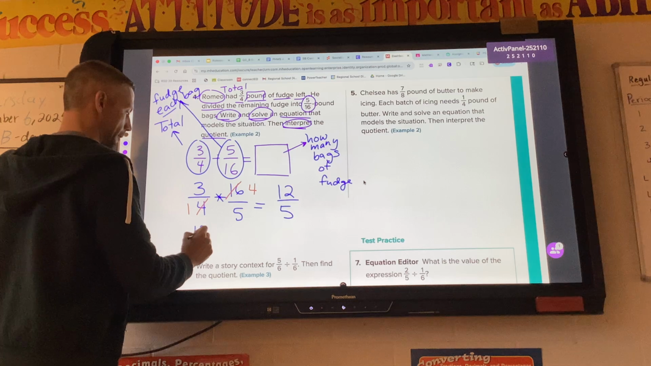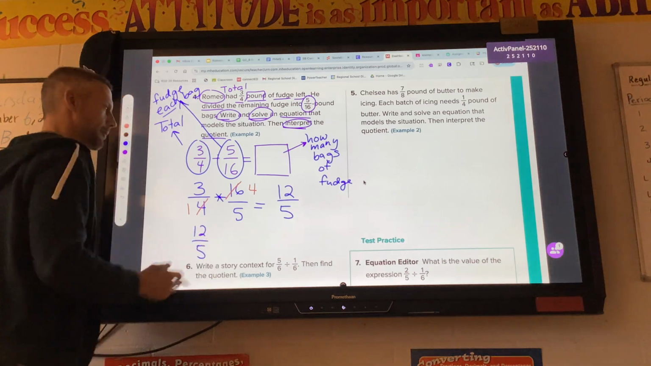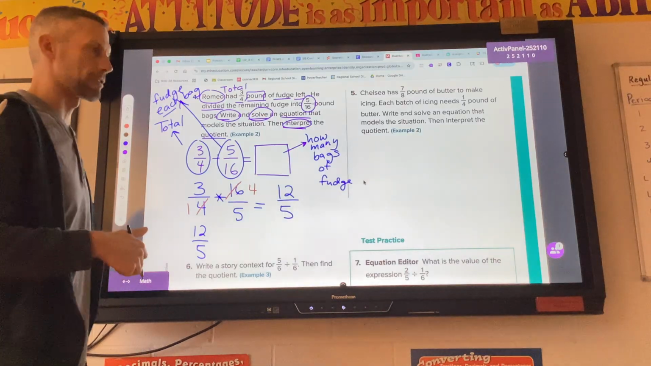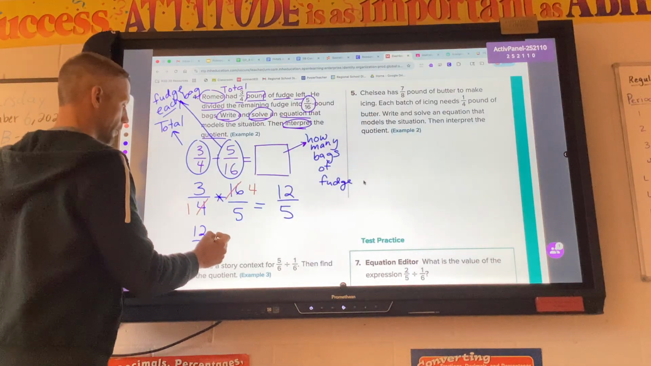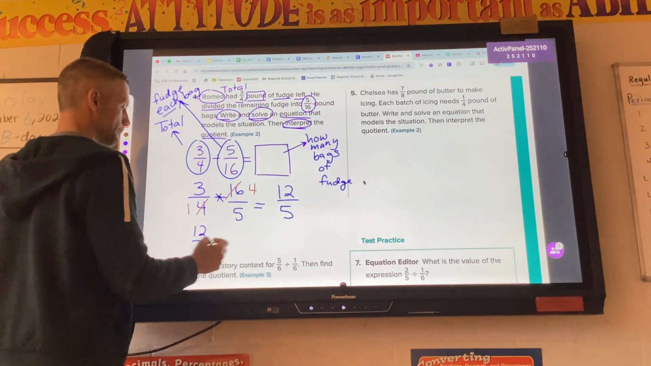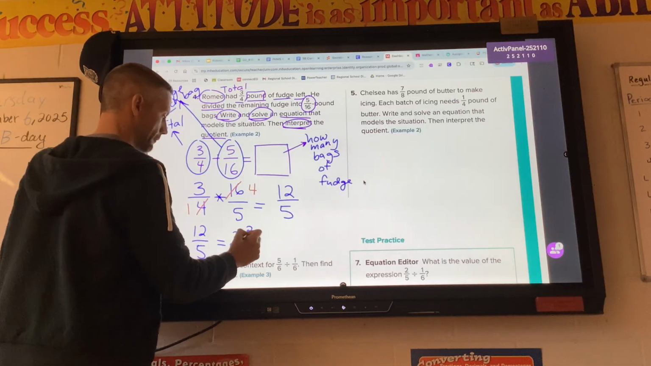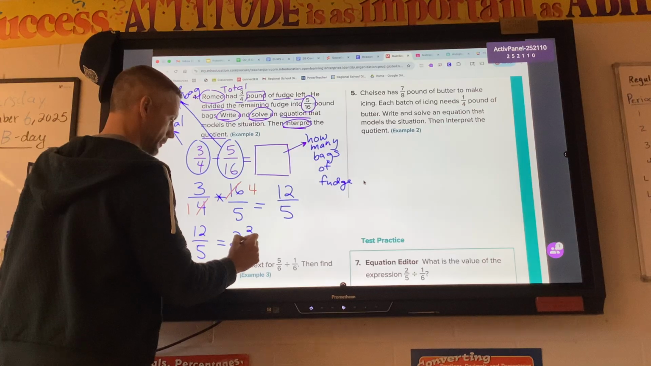I have one more step to do because it makes no sense that if somebody said, how many bags of fudge did you make? And you said, I made 12/5 bags. It makes no sense. So we have to turn that back into a mixed number. 5 goes into 12, 2 times which is 10, and you have 2/5 left over.